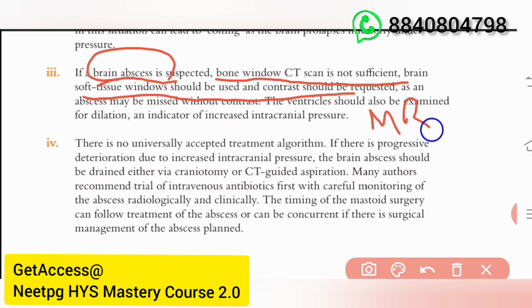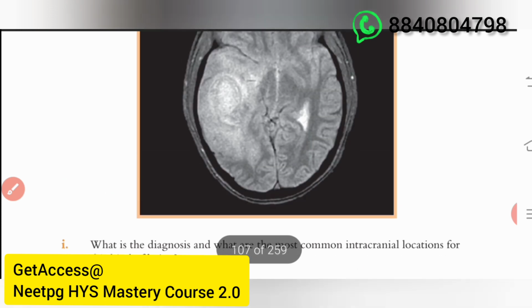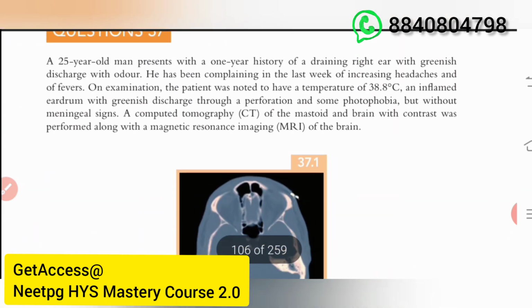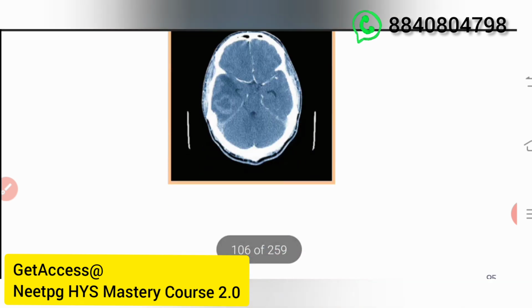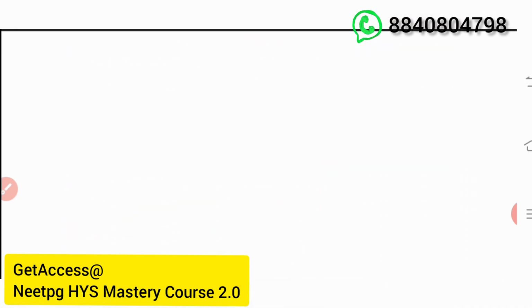So this was an interesting case of a complication of chronic otitis media, where we discussed otogenic brain abscess, which is more common in the temporal lobe. A CT plus MRI will guide you on the location and in planning the management. The ideal treatment is mastoidectomy along with drainage of the abscess, followed by broad spectrum antibiotic treatment. So this was a beautiful case.